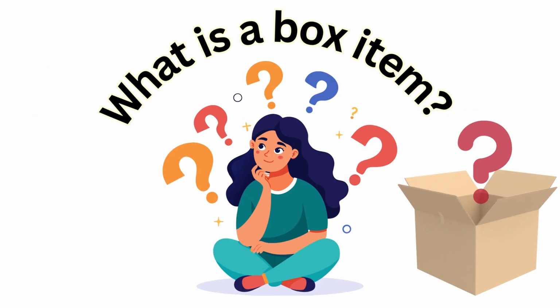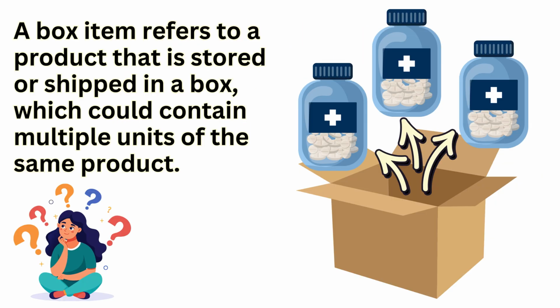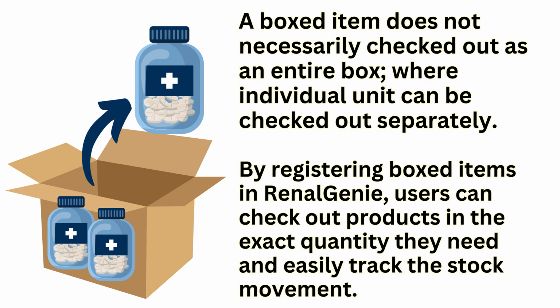Before we deep dive into the steps, let us first understand the definition of a box item. A box item in inventory typically refers to a product that is stored or shipped in a box, which could contain multiple units of the same product in the same box. A boxed item does not have to be checked out from the inventory as an entire box. Individual units can be checked out separately.